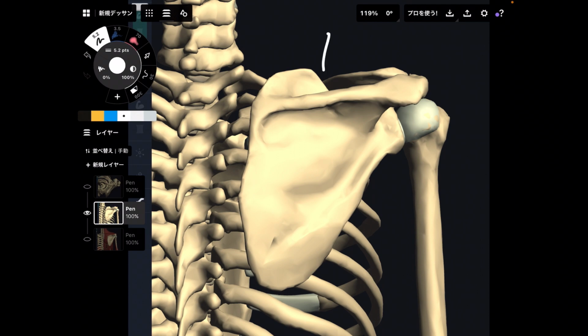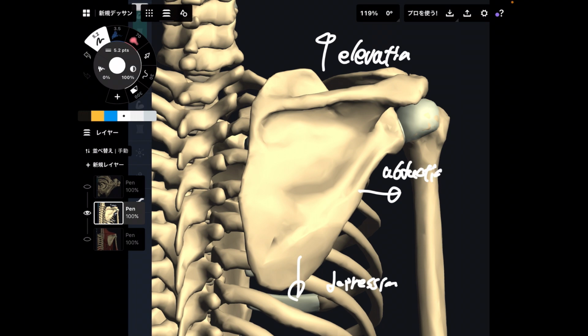First movement is up. This is elevation. And it's going down. This is depression. Elevation and depression. Going outside is abduction. Going inside is adduction. Okay, this is scapular abduction.